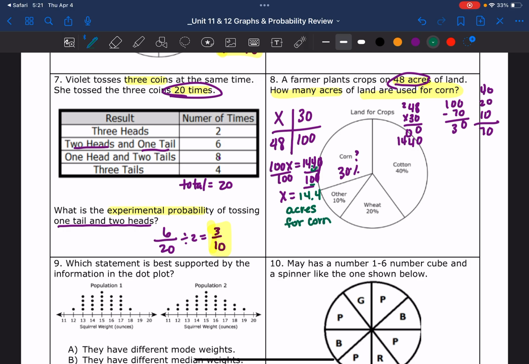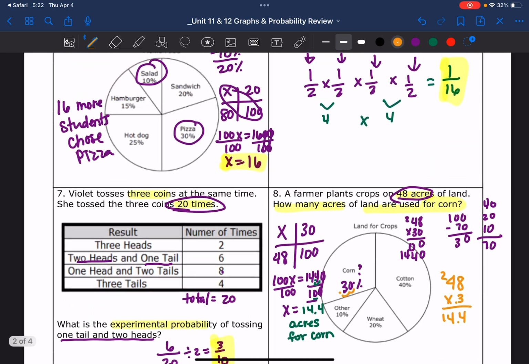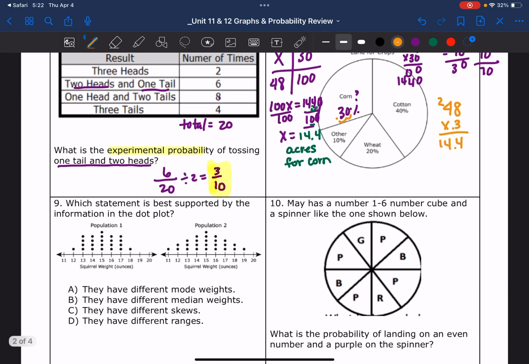Okay, the second way that we can do this is simply taking the 30% and changing it to a decimal, and then taking 48, because that's the total amount of acres, and multiplying that by 0.3. 8 times 3 is 24. 4 times 3 is 12, 13, 14. Add that decimal where it belongs, one digit over. So you would still have 14.4 acres of land for corn. Okay, so there you have your two ways that you can do that. Pause if you need to. I'm going to go to number 9.